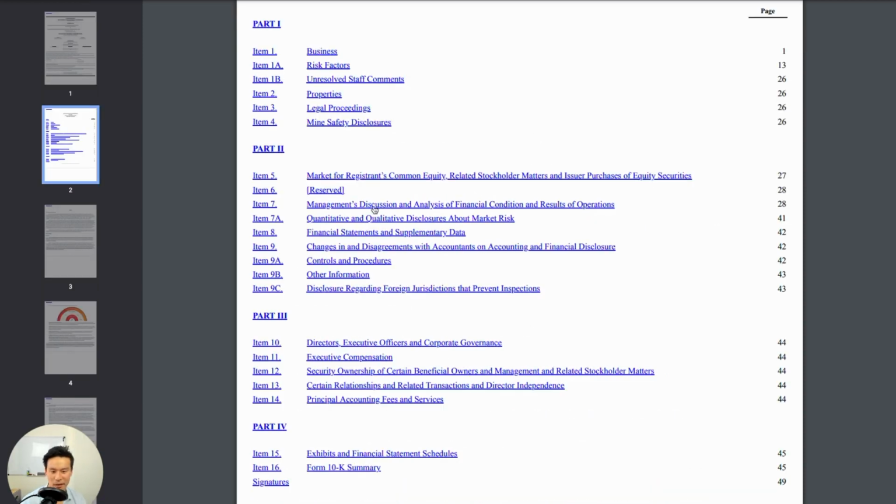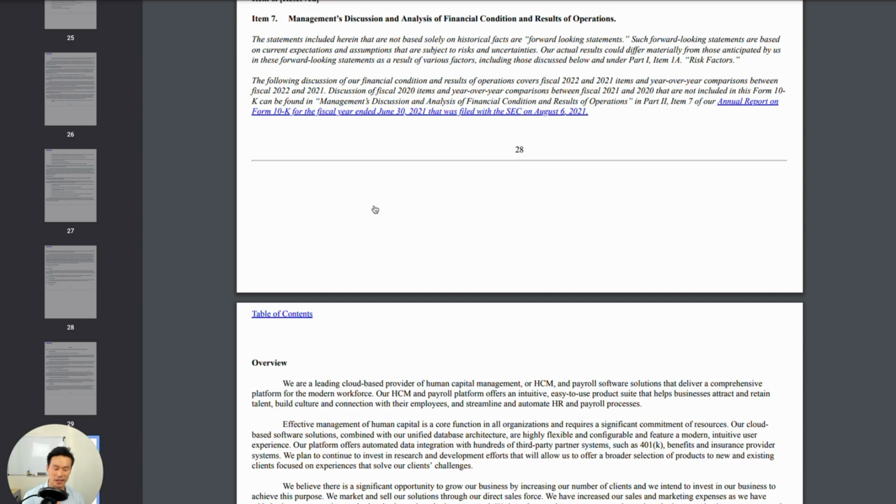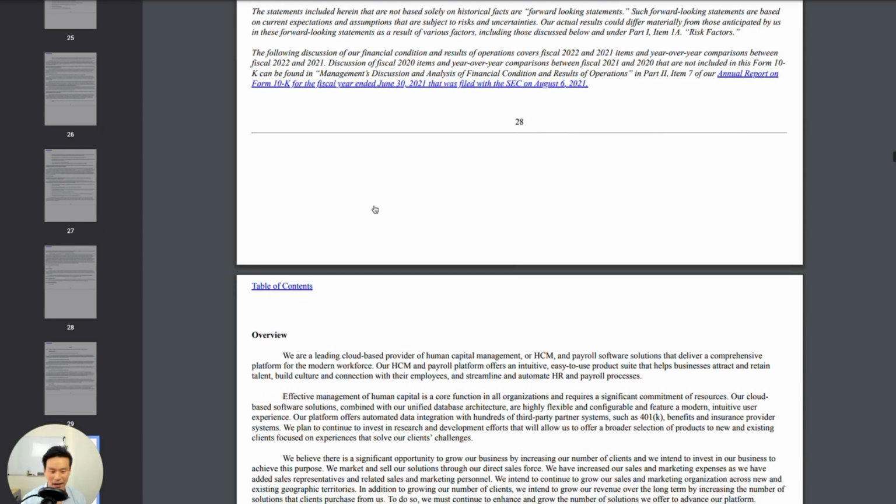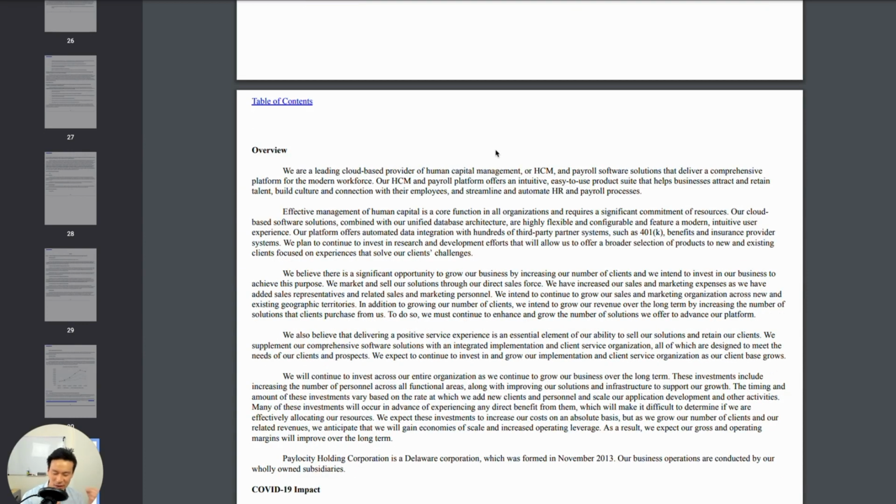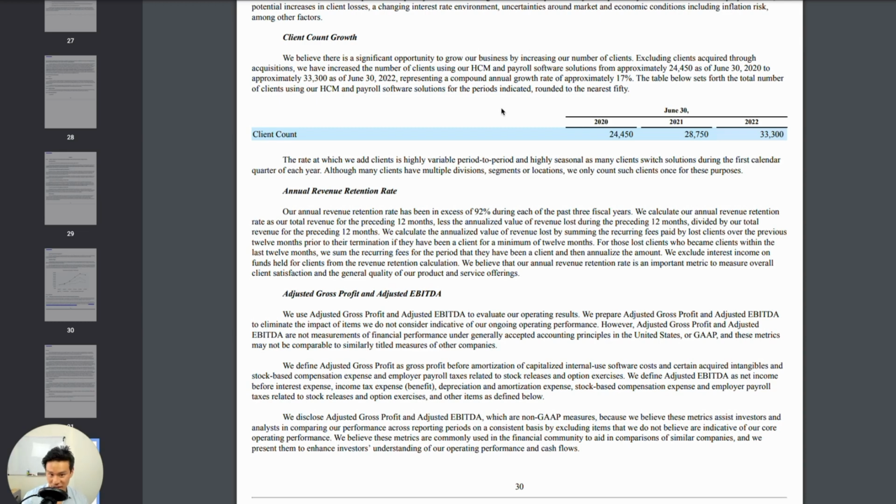The next important thing is the management discussion and analysis of financial conditions. So this is a commentary from management about the business, and generally filings are written by lawyers, so it has to be quite accurate. It gives you management's assessment of the business and its prospects. It gives you the drivers of the business, so it's client count growth, meaning the number of clients they have, and in turn the employees they have, the retention rate.